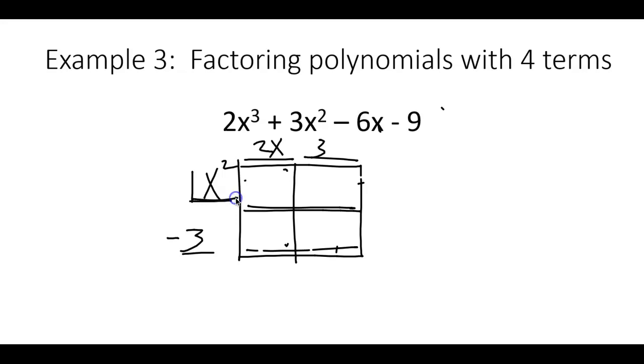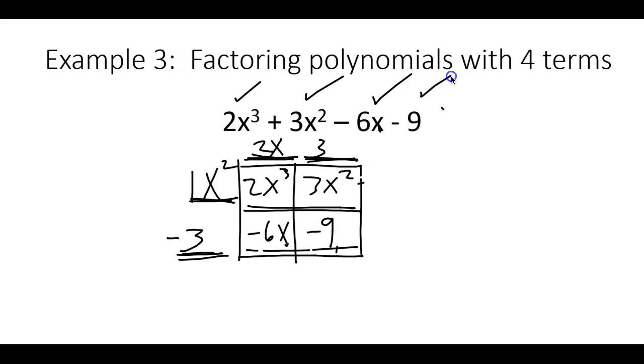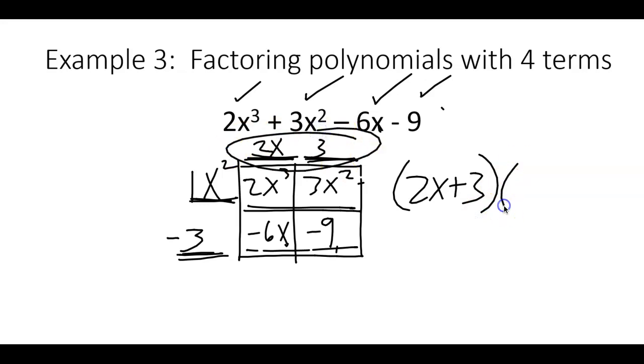so 1x squared times 2x is going to be 2x cubed. Check. 1x squared times 3 is 3x squared. Check. Negative 3 times 2 is negative 6x. Check. And negative 3 times positive 3 is negative 9. Check. We've got it. So the final answer is going to be 2x plus 3 and x squared minus 3.